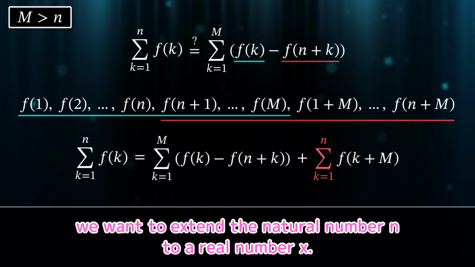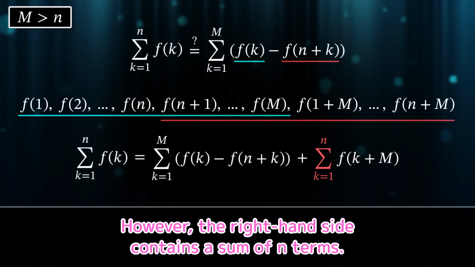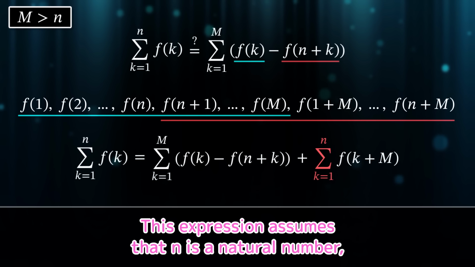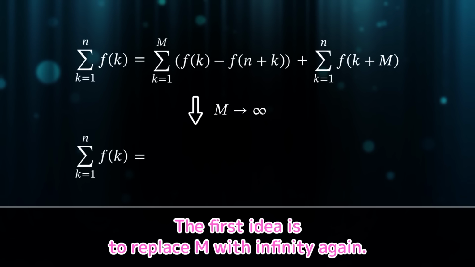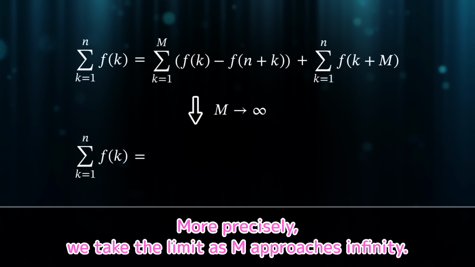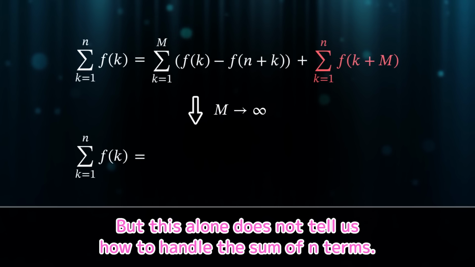Well, we want to extend the natural number n to a real number x. However, the right-hand side contains a sum of n terms. This expression assumes that n is a natural number, so we cannot extend n to a real number as it stands. The first idea is to replace m with infinity again. More precisely, we take the limit as m approaches infinity. But this alone does not tell us how to handle the sum of n terms.